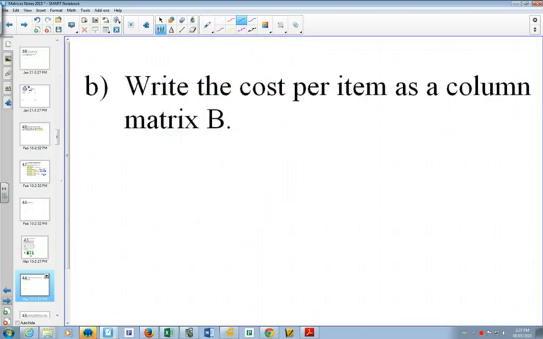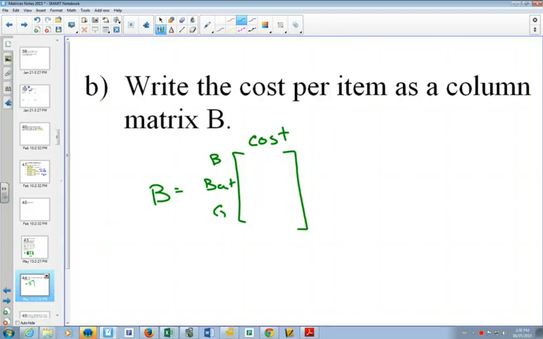Write the cost per item as a column matrix B. We'll put the cost there, and then balls, bats, gloves. Balls are 8, bats are 30, and gloves are 75. And this is a 3 by 1.